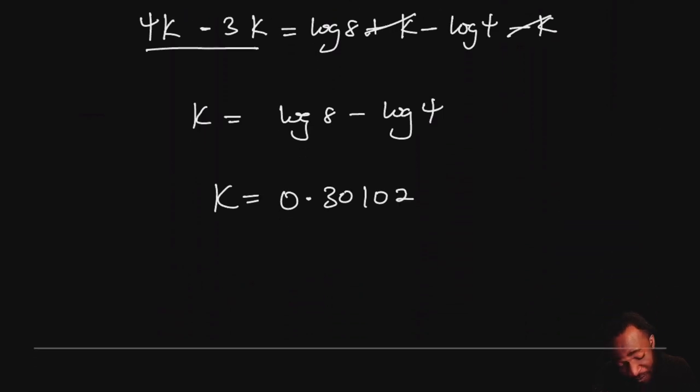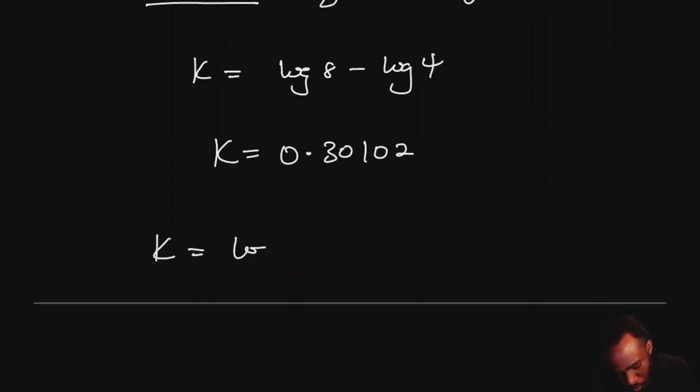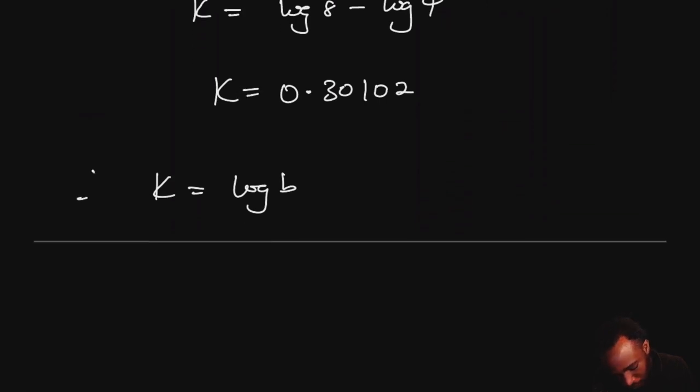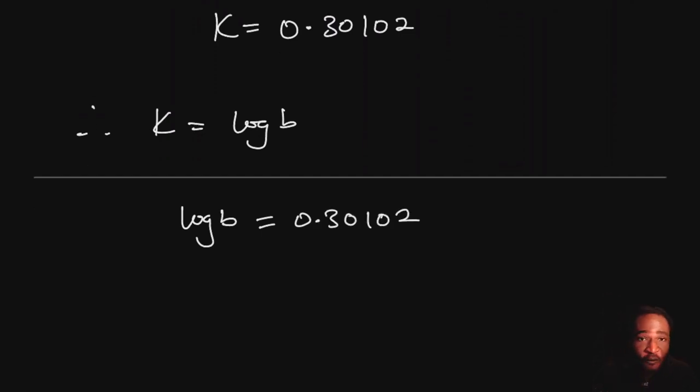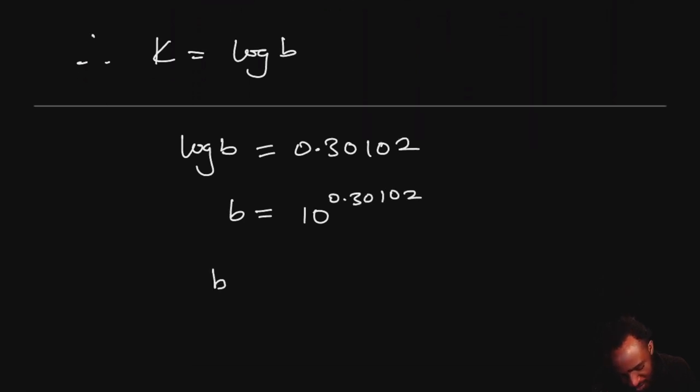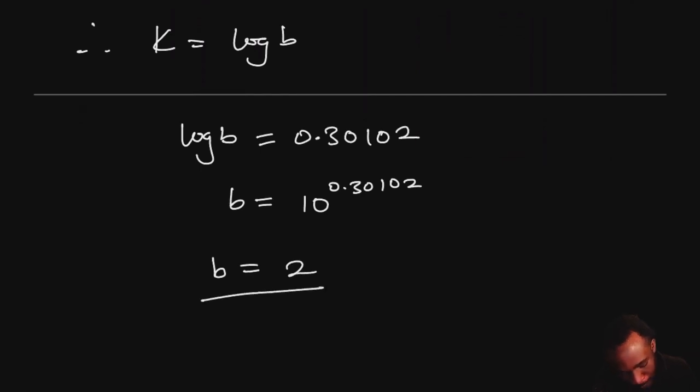So log 8 minus log 4 gives us k is equal to 0.30102. And then we know that k is equal to log b. So therefore, log b is also equal to 0.30102. So we're going to convert this now into exponential form. We're going to have b equal to 10 raised to the power 0.30102. And then if you punch this into a calculator, we are going to be given the result of 2. So b is equal to 2.